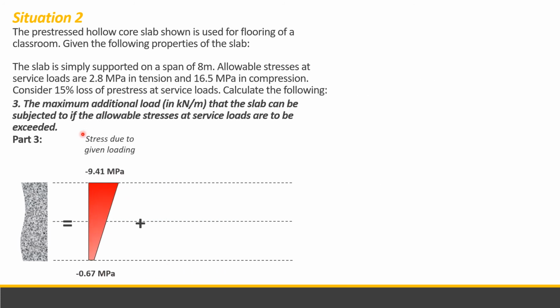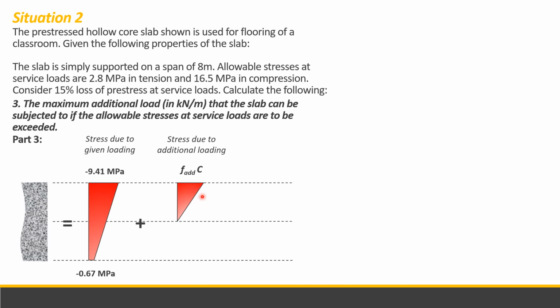Okay, so the third question is, what is the maximum additional load that the slab can be subjected to if the allowable stresses at service loads are not to be exceeded? Meaning, its limit is the allowable stress given to us, that is 2.8 megapascal and 16 megapascal for tension and compression respectively. So we have solved the stress due to the given loading, the total stress due to pre-stress and the loading. Now we will add the additional loading, so the stress due to additional loading.